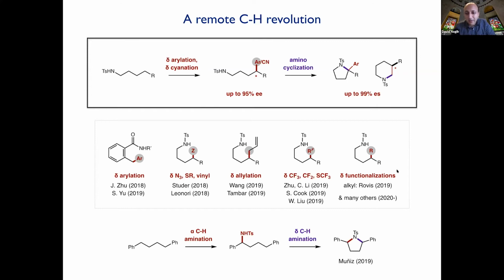You've seen a variety of really neat delta CH functionalizations, really just compounding lately. It turns out that the late great Muñoz also had a really nice combination of the intermolecular amination followed by an intramolecular HLF to generate 2-aryl pyrrolidines. And so I also wanted to highlight that really nice work as well.